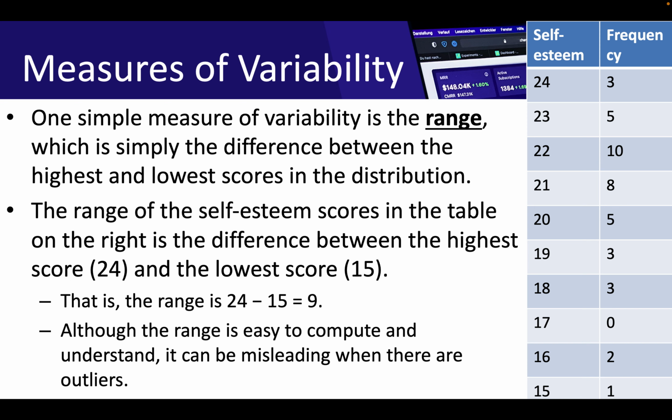One simple measure of variability is the range, which is simply the difference between the highest and lowest scores in the distribution. The range of the self-esteem scores in the table on the right is the difference between the highest score, 24, and the lowest score, 15. And of course, that would make the range 9, because between 24 and 15 there are 9 places. Although the range is easy to compute and understand, it can be misleading when there are outliers.